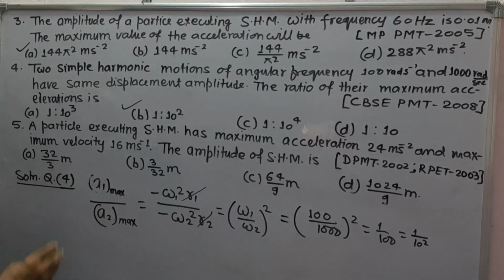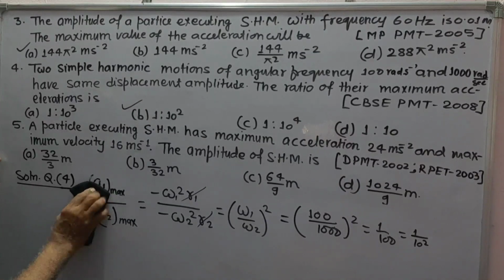Next question, question number 5. The question is, a particle executing simple harmonic motion has maximum acceleration 24 meter per second square and maximum velocity 16 meter per second. The amplitude of simple harmonic motion is. Now solution to question 5.